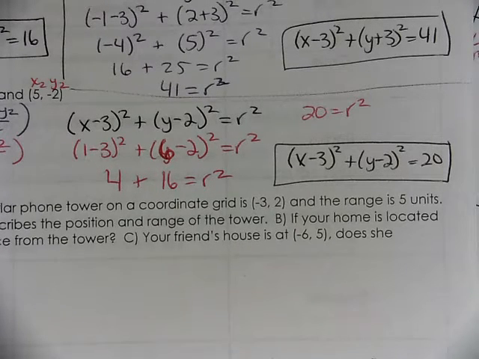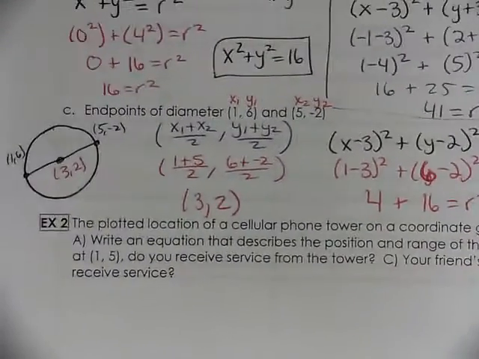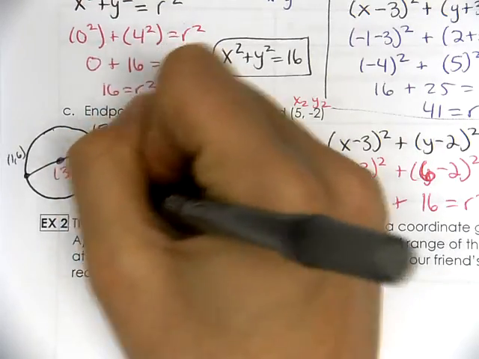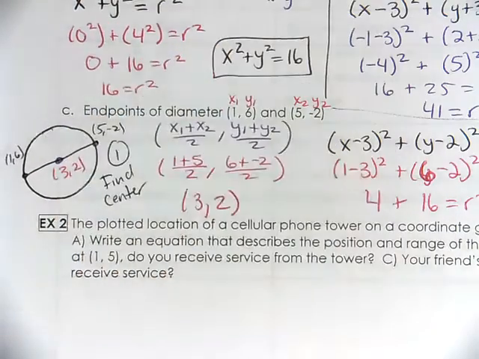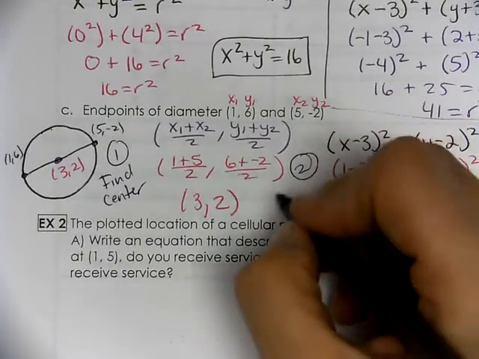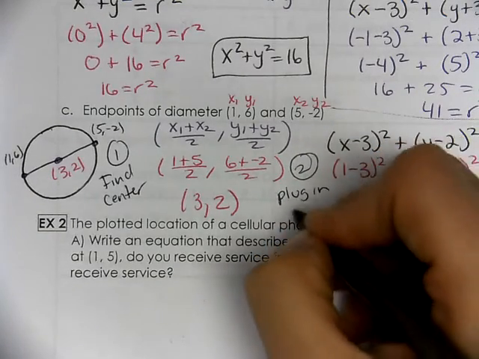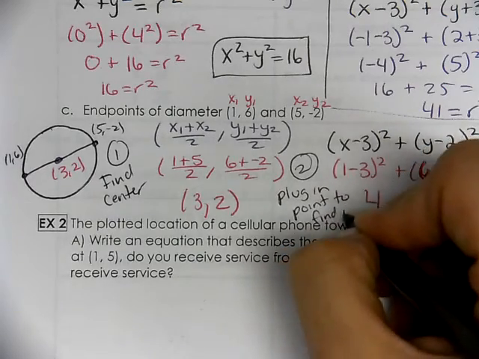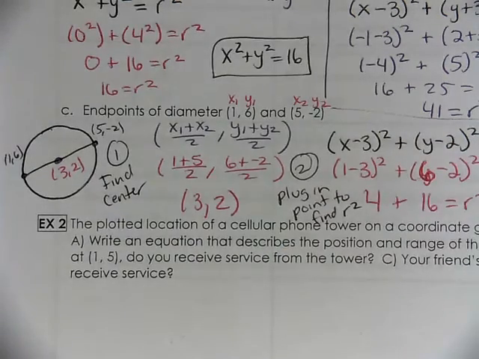So again, like I said, that's the hardest one. Your first step, though, in these problems when you're given the diameter, is to find the center. That's your first step. Then, second step is plug in a point to find r squared. And then write your equation.